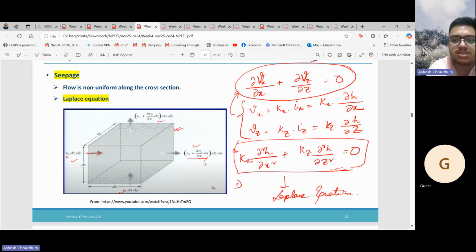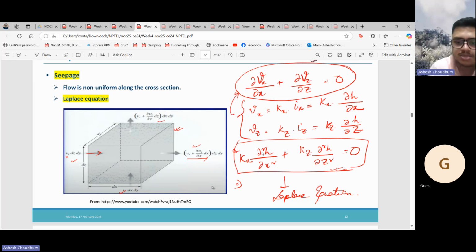Okay, so in seepage you can see we have ∂vx/∂x plus ∂vz/∂z is equal to 0. So the quantity of water entering here is equal to what is exiting here. Whatever is entering, we consider that there is no volume change because it is perfectly saturated. There is no volume change, so we don't have any source term on the right hand side of the equation.